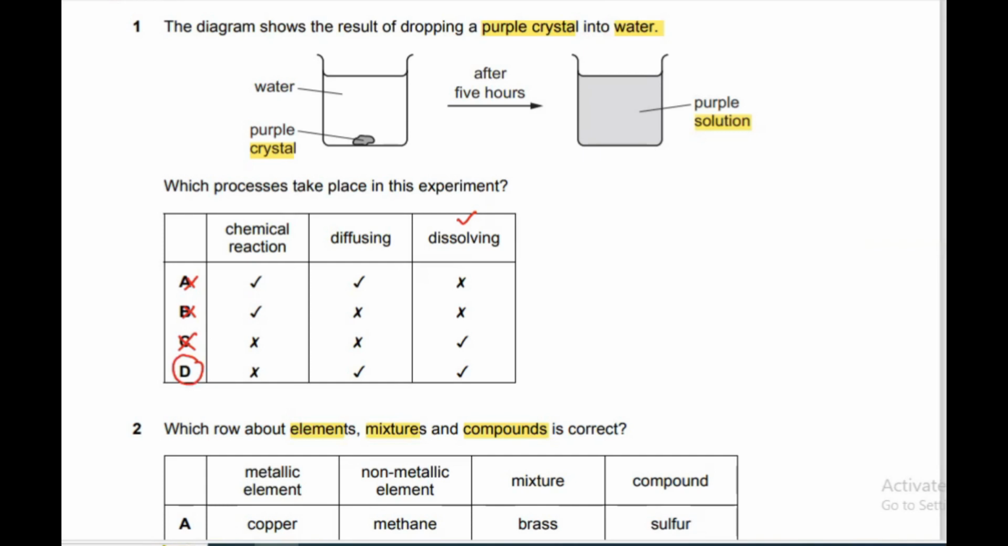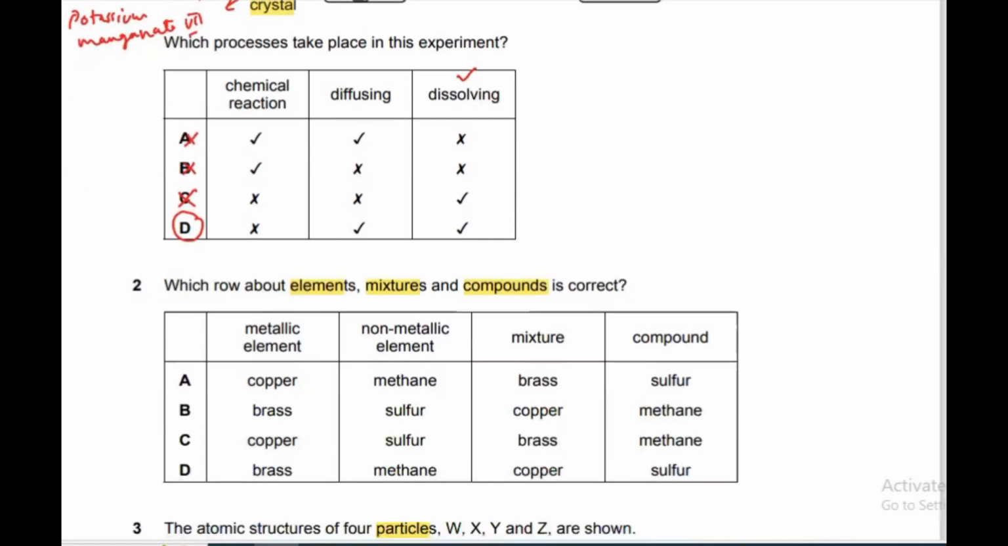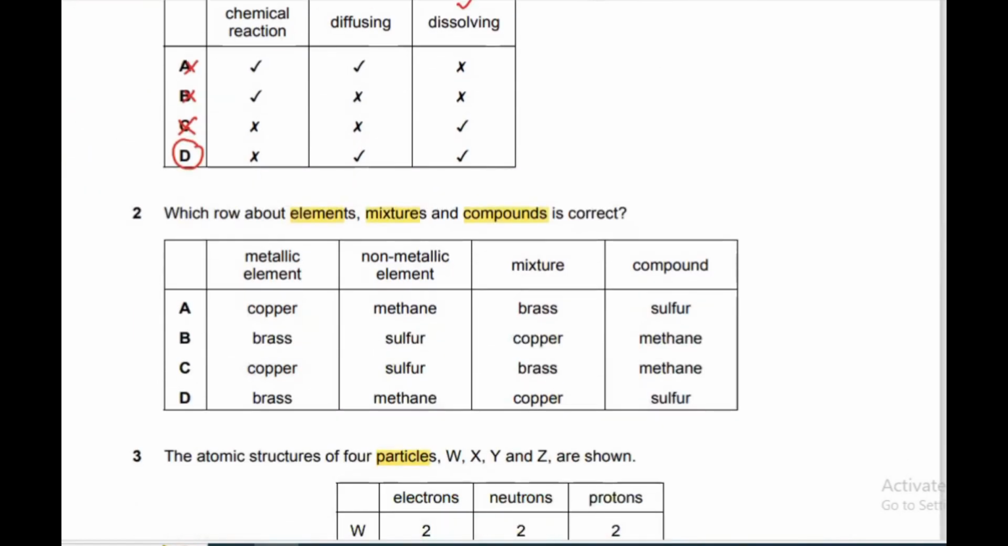And in your syllabus, the purple crystal is KMnO4. This is potassium manganate(VII). This compound is potassium manganate(VII), and VII is the oxidation state of manganese. So in this paper, I'm also giving you some extra information. By using that information, you will be able to solve some other question papers as well.